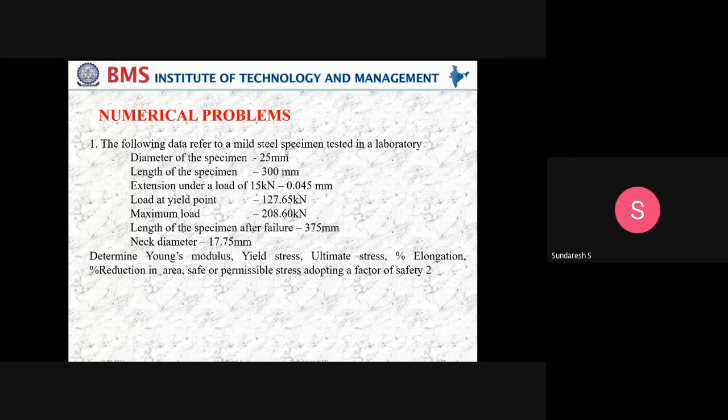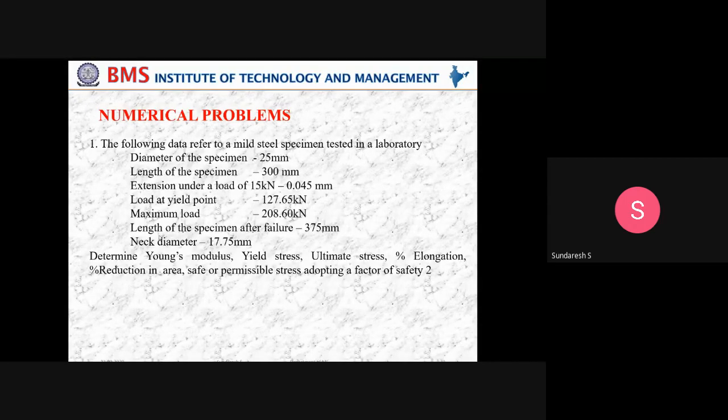Is it okay with the data? Anybody have any clarification or doubts about the problem data? No, sir. Right. Now, how can we solve this problem? One by one, we will work it out.